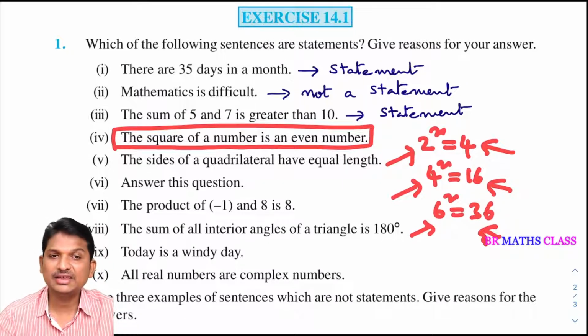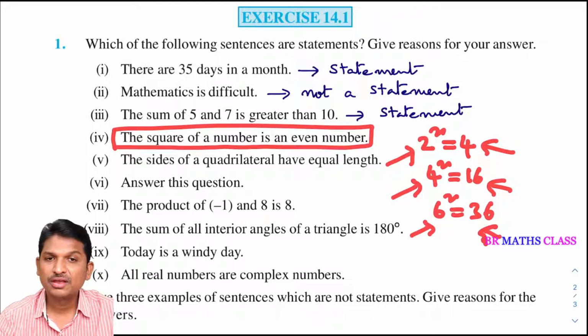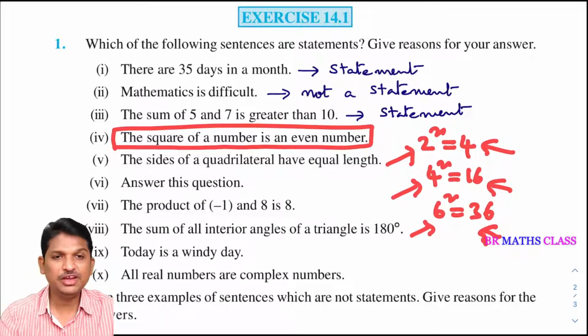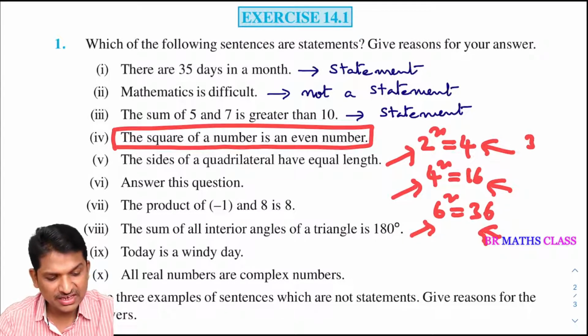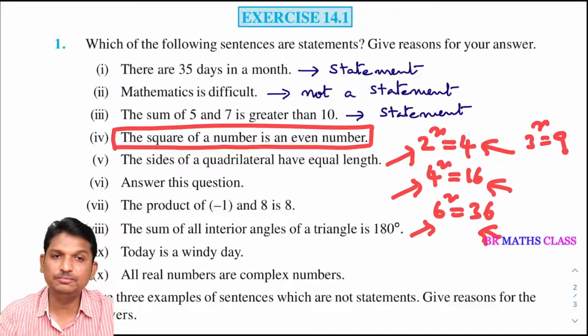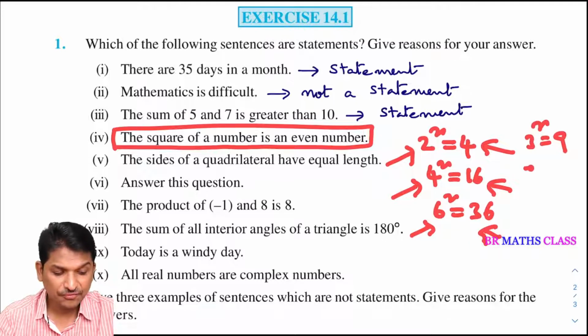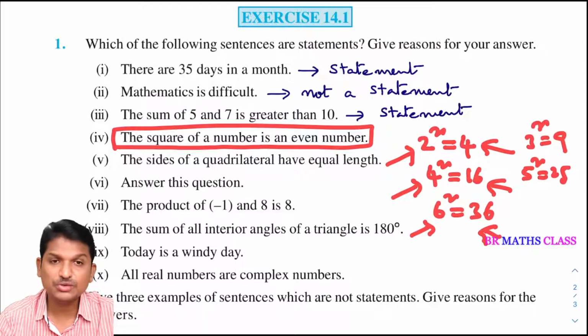Can you declare that it is true? Actually, the square of even numbers is even only. You observe here, 3 squared is 9. The square of 3 is an odd number. Please try to understand. 5 squared is 25. That means what is happening?